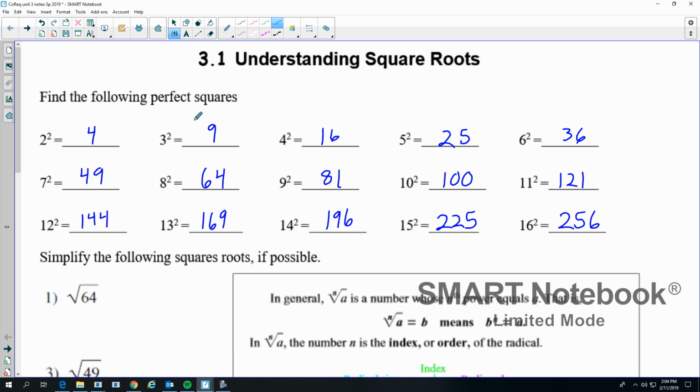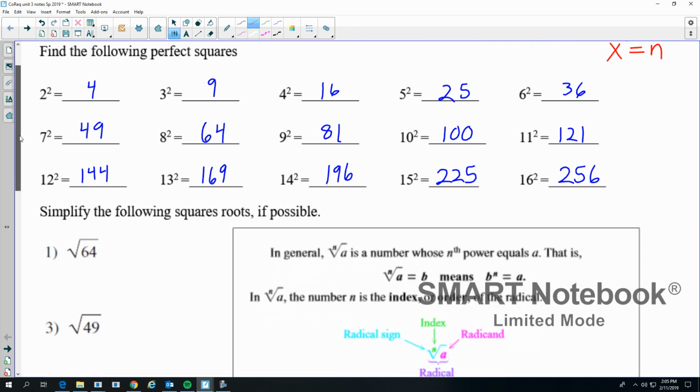Okay, we're going to square root. Whenever you're looking for the square root of a number is equal to, let's just call it x, what you're really looking for is what to the second power equals the value inside the radical. So you're just asking yourself, what to the second power gives me this value inside here? That's what you're asking yourself. Okay, so we'll scroll down and try a couple of these.